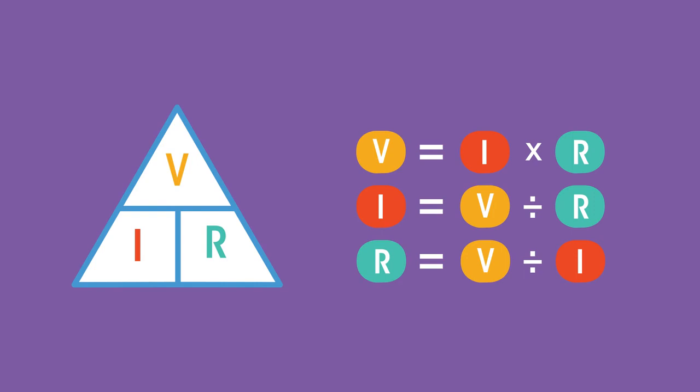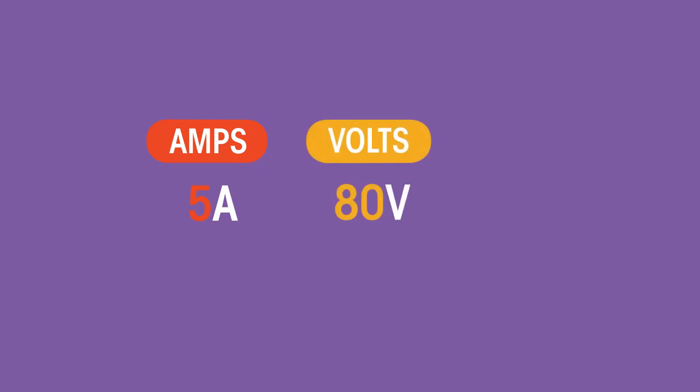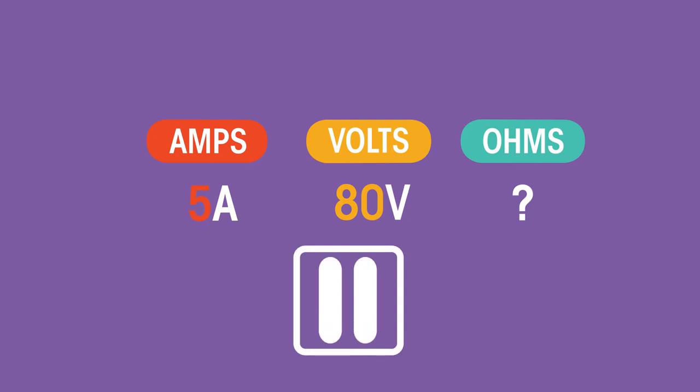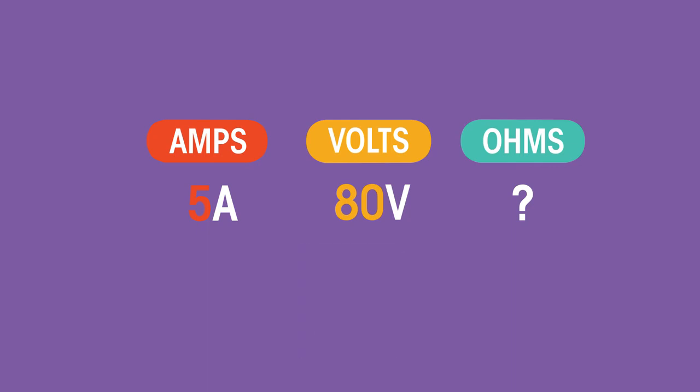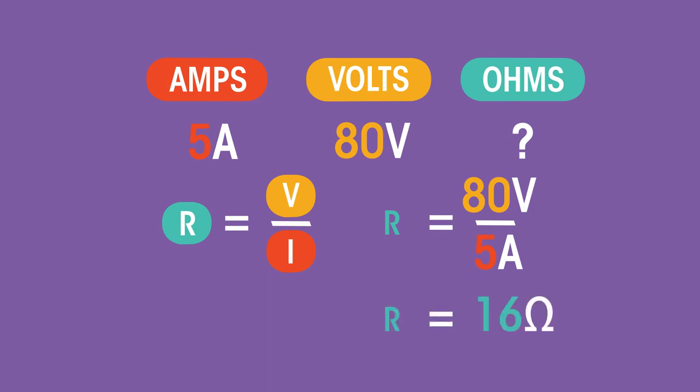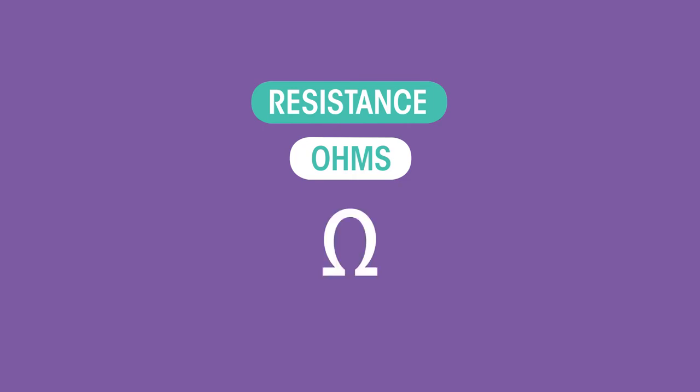Let's try an example. A wire is carrying a current of 5 amps, with a potential difference of 80 volts across it. What's the resistance of the wire? Pause the video for a moment and have a go. We should use the equation R equals V over I, which equals 80 volts over 5 amps, which equals 16 ohms. Remember, resistance is measured in ohms, and the symbol for this is omega. Let's try 2 more examples.